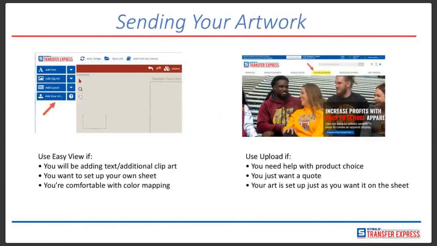So you're able to actually send us your artwork. We take 31 different file types, but if you're using EasyView, you're able to add your text, additional clip arts, you can set up your own sheets there, and if you're comfortable with color mapping, that's something that you can do on here as well. So color mapping basically is allowing you to upload your artwork, and it comes in with the original colors of the original artwork that you send us. But now you're able to select what Plastisol ink color print, and that's what color mapping is. So digital transfers don't require color mapping because they're actually printed in the colors of the art file that's sent.